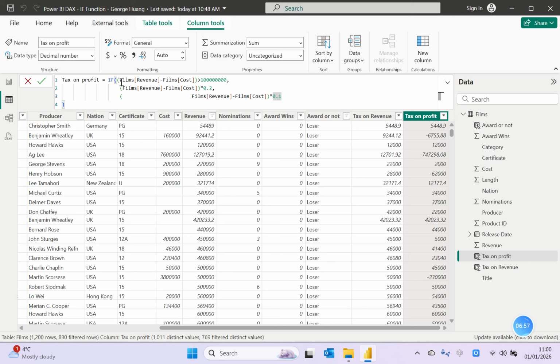Okay, the meaning is: if the revenue minus the cost, that means the profit. If the profit is bigger than 100 million, then we levy the tax on profit at 20%, multiplying by 0.2. Otherwise, we just levy the tax at 10%, multiplying by 0.1. Okay, that's very easy.